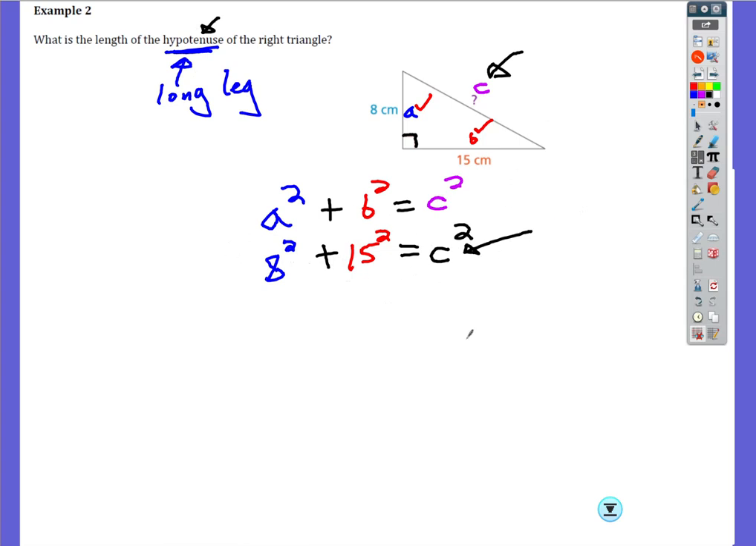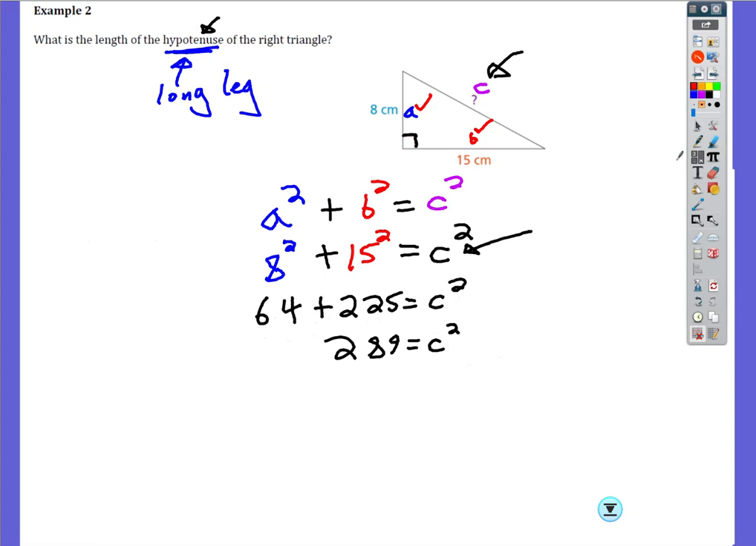So I'll evaluate the left-hand side. 8 squared should be equal to 8 times 8, which is 64. So we get 64. I'm moving a little quick, so if you're following along, feel free to pause it and evaluate the stuff on the calculator if you'd like. 15 squared, 15 times 15 should equal 225, and that will equal C squared. Now let's combine these two like terms, 64 plus 225. Let's see, 4 plus 5 is 9, 6 plus 2 is 8, so we should get 289 equals C squared.